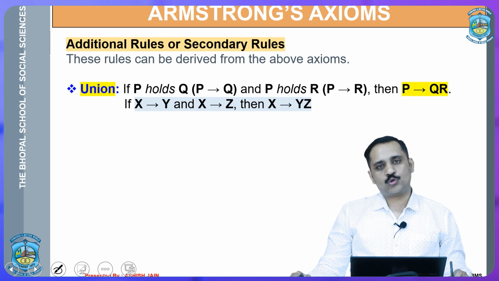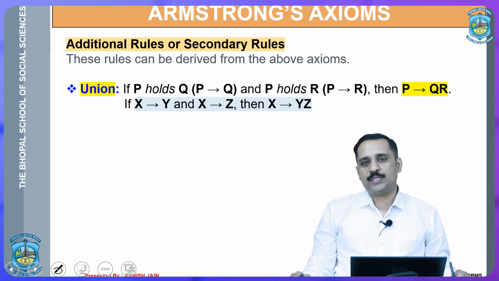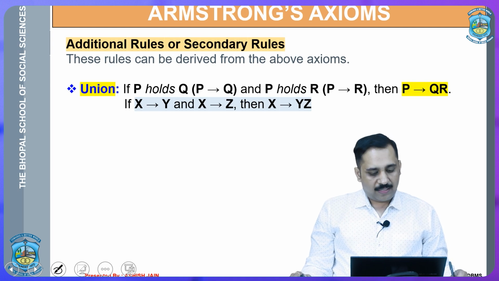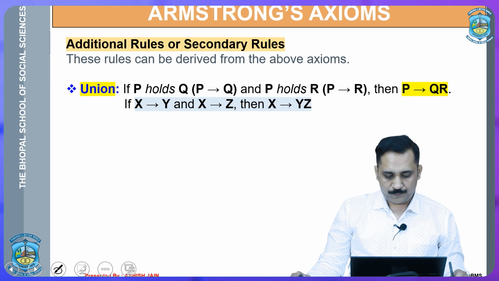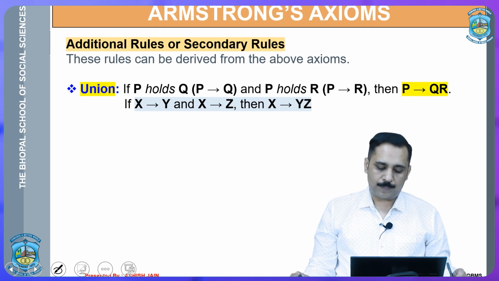That means P → Q as well as P → R, we can write together as P → QR. Another example, if we have X → Y and X → Z, we can write it as X → YZ. Here X is common between the two. So this property of combining them together is known as the union property.